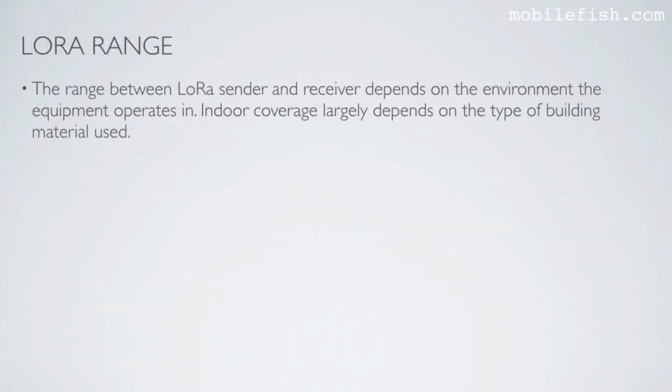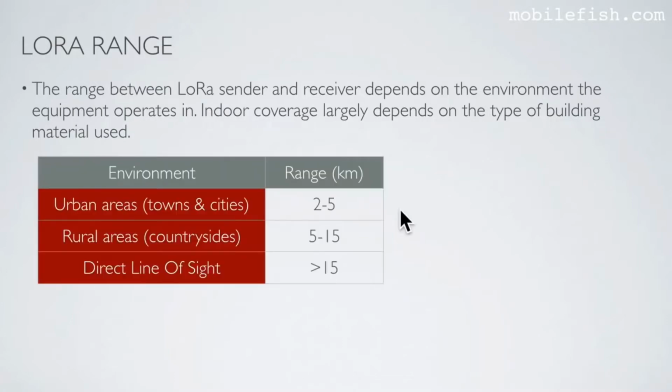The range between LoRa sender and receiver depends on the environment the equipment operates in. Indoor coverage largely depends on the type of building material used. To give you an indication, in urban areas, the range is between 2 to 5 kilometers, in rural areas, 5 to 15 kilometers, and if there are no obstacles and you have direct line of sight, you can achieve a distance of greater than 15 kilometers. But please note, these ranges can only be achieved if certain conditions are met. What these conditions are will be explained in detail later in this video series.